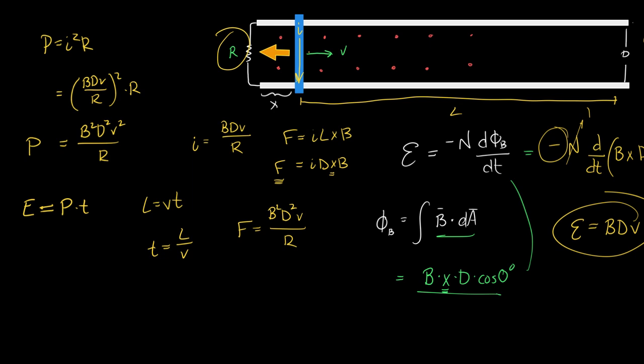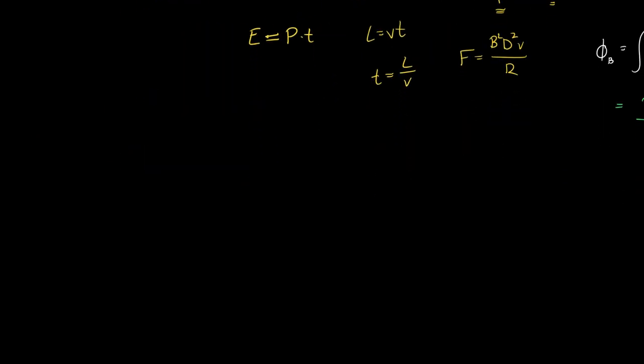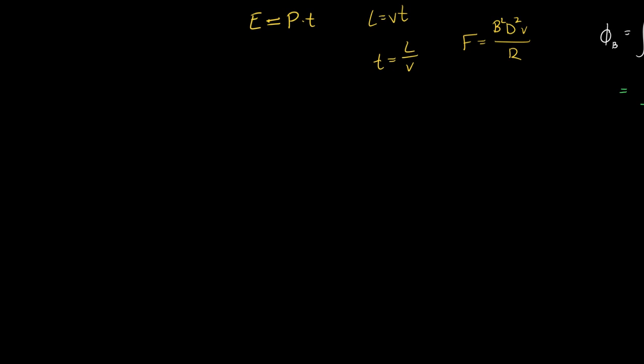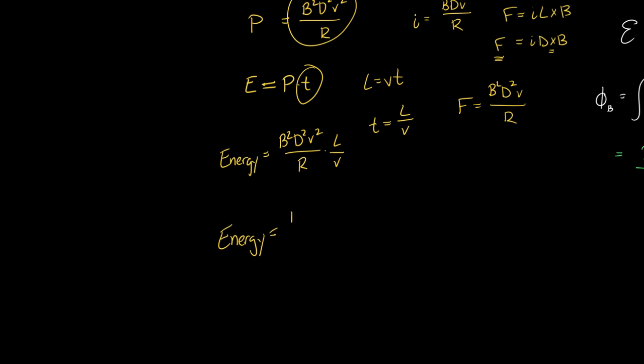You may not see where I'm going, but I guess we can lose the picture. I'm just going to substitute all this together and look at the energy consumed by the resistor as the power, B squared D squared V squared all over R, times t, which is going to be L divided by V. And I'll find that the energy consumed by the resistor is equal to B squared D squared L V over R.